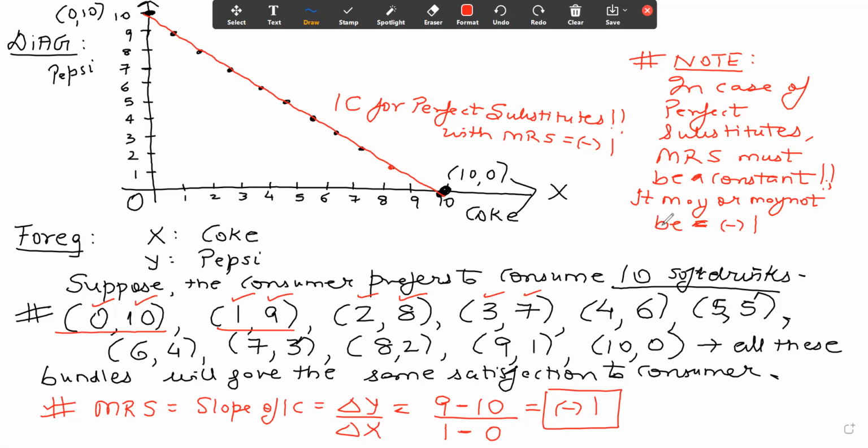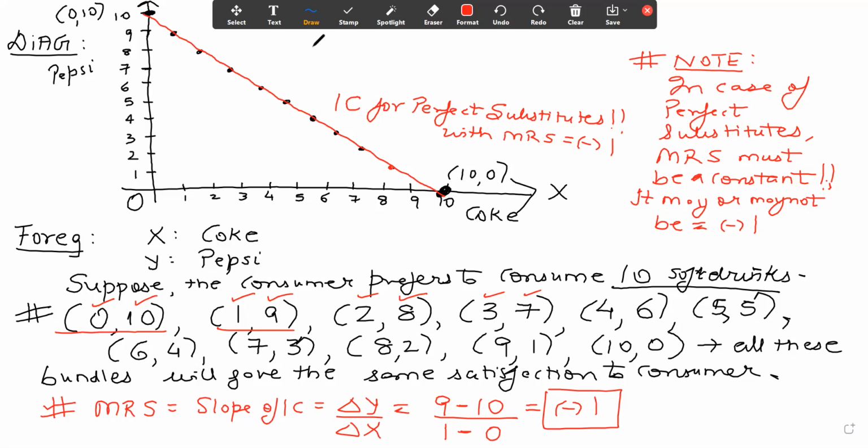Why is the MRS minus, guys? MRS is minus because indifference curves are downward sloping. Any line which is downward sloping will always have slope which is negative. And MRS is the slope of the indifference curve. So I hope students have understood this.